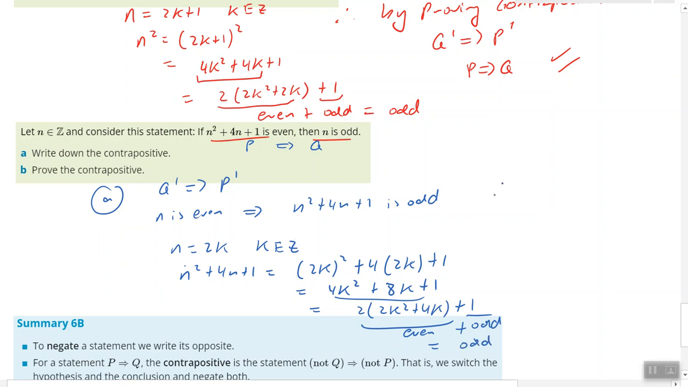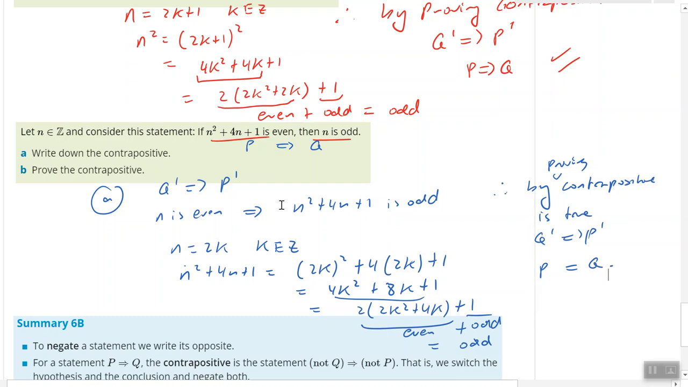So therefore, by proving the contrapositive is true, not Q leads to not P, therefore P leads to Q. We've again proven the statement by contrapositive: since the contrapositive is true, then the original statement is true.